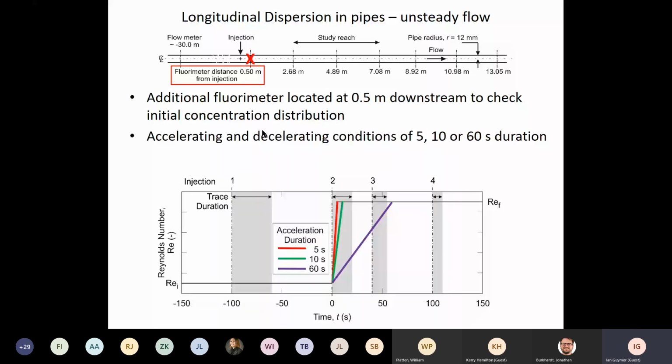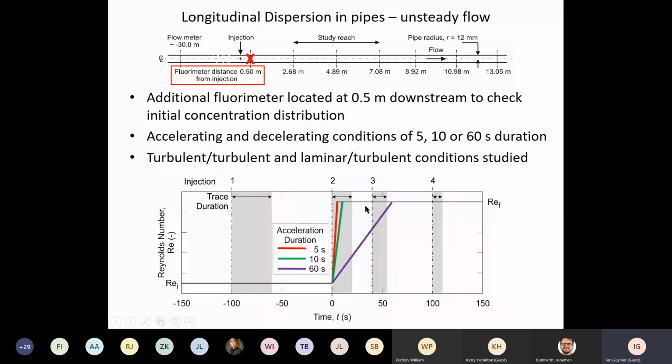What this study did was it looked at either accelerating or decelerating flow conditions. We set up an initial flow rate, an initial Reynolds number, and then we accelerated or decelerated the flow over different rates, so over either a 5-second period, a 10-second one you can see with the green line here, or a relatively slow 60-second increase. And we did this for 4 cases.